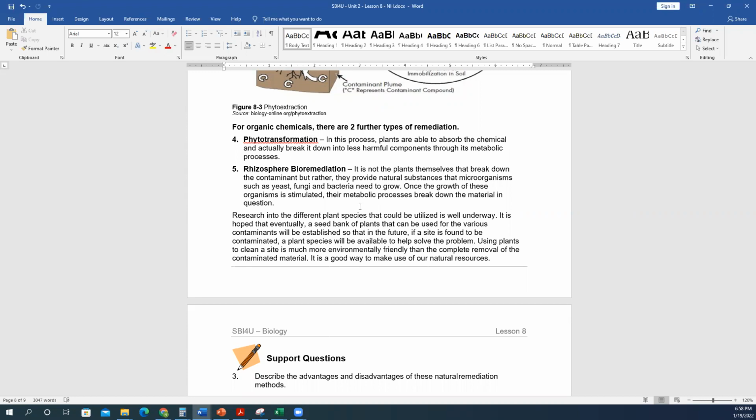So the plants typically through their rhizo system, through their root system, rhizosphere. This is mostly most effective down at the roots level. They provide the conditions that allow these organisms' growth to become stimulated. And it's these organisms' metabolic processes that allow for the uptake and the breakdown of these organic chemicals into less harmful components, and break down the material that is contaminated in the soil or in the environment.